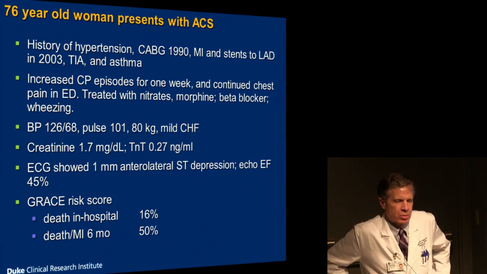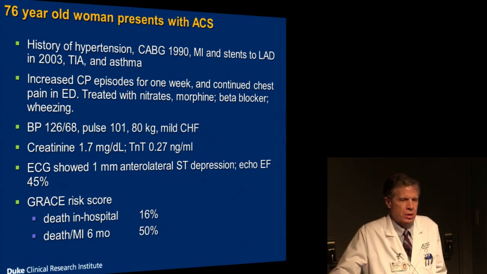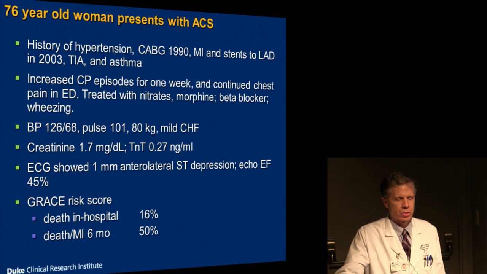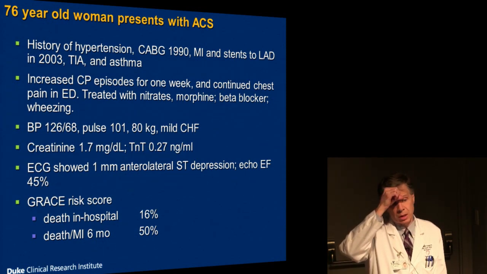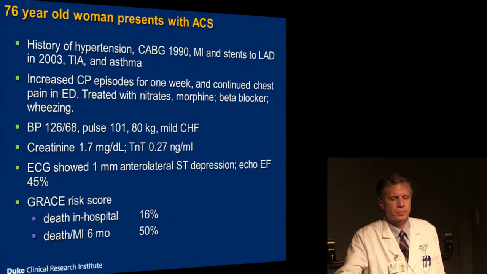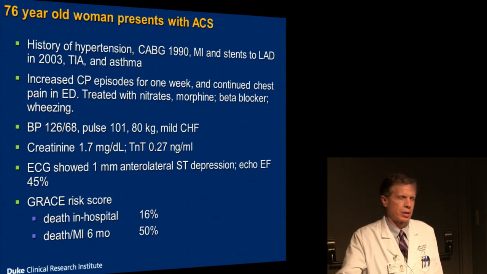And let me start out with this case, a 76-year-old woman presented to the CCU with acute coronary syndromes, has a history of comorbidities including CABG and stents and prior TIA, asthma, presented with increasing chest pain, including in the emergency department, and was treated with nitrates, morphine, beta blocker, had some wheezing, a little bit tachycardic, mild heart failure, moderate renal insufficiency, and elevated troponin, and then some dynamic ST depression anterolateral and mildly decreased ejection fraction.